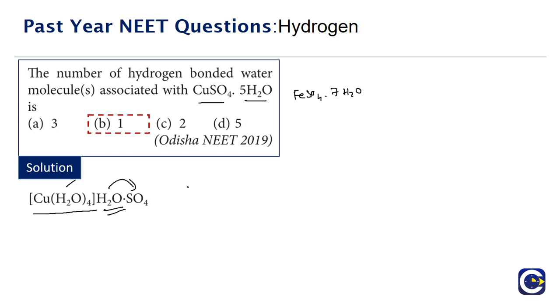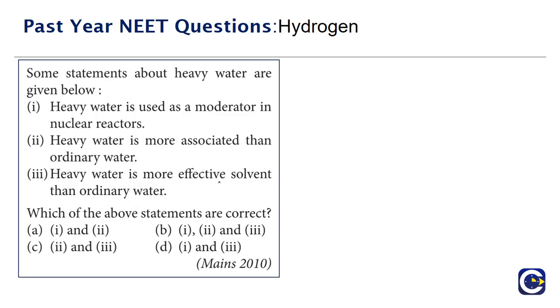So the correct answer for this is option B, which is one water molecule. Moving on to the next question. This is the question that came in the mains paper 2010, because back then we used to have the prelims and mains format for AIPMT. Some statements about heavy water are given below.